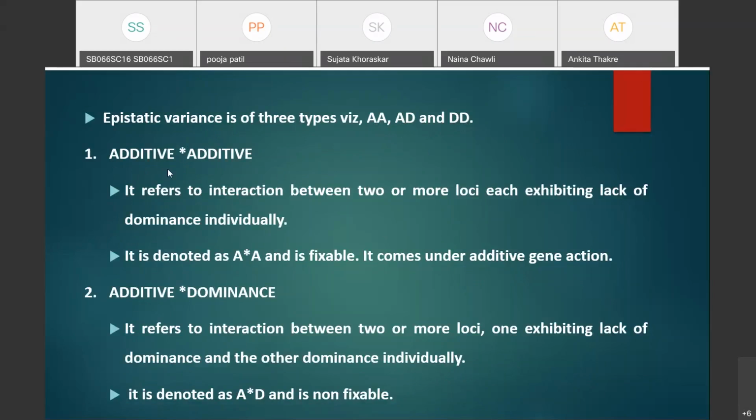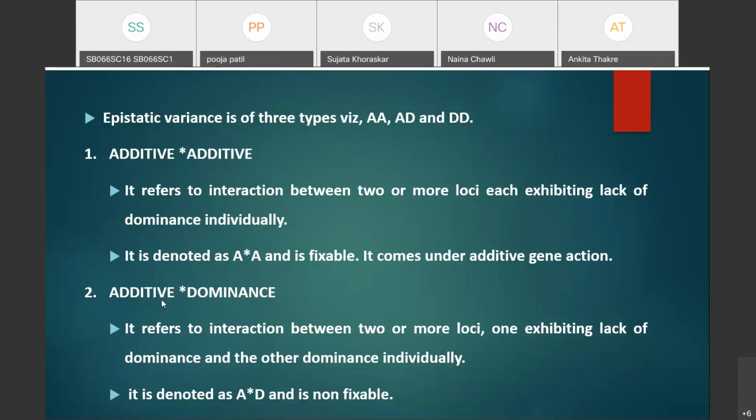The first one is additive into additive variance. It refers to the interaction between two or more loci, each exhibiting lack of dominance individually. In short form, it is denoted as AA, that is additive into additive, and it is fixable. It comes under the additive gene action.